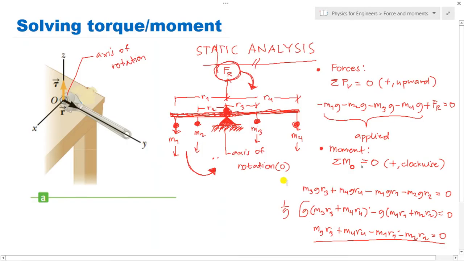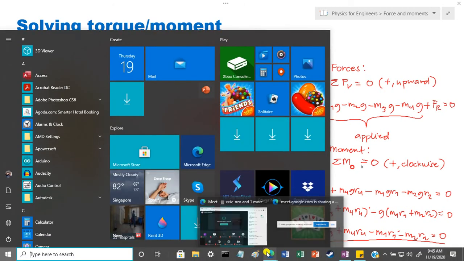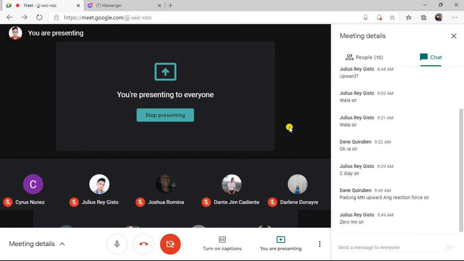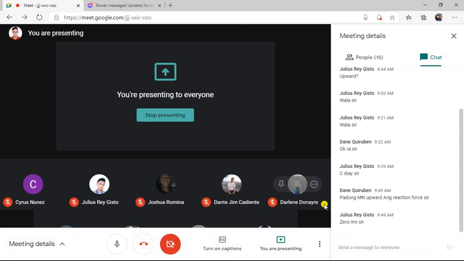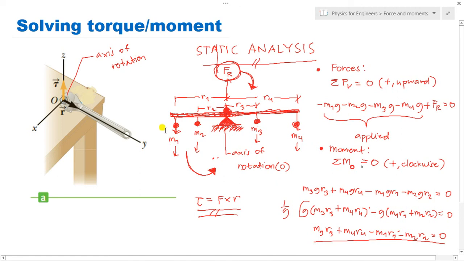What else? Based on the formula, class. If you base it on the formula for torque, F times R, where R is the distance from the axis, it is 0. Do you agree? Everyone agrees? The radius is 0.